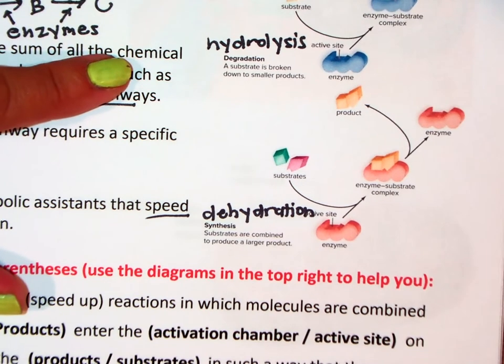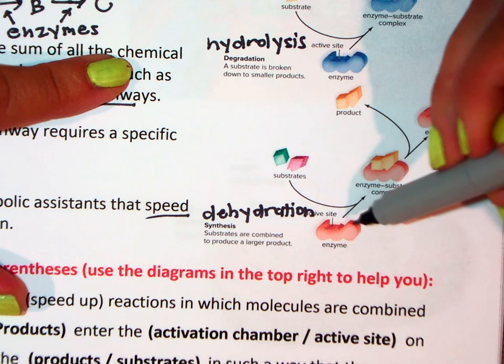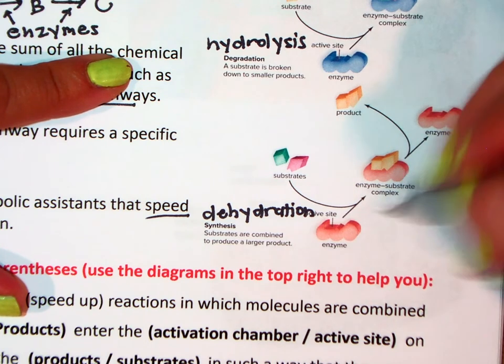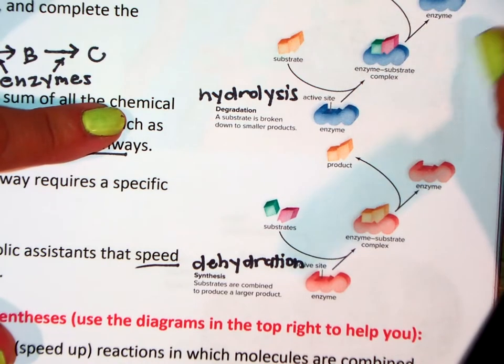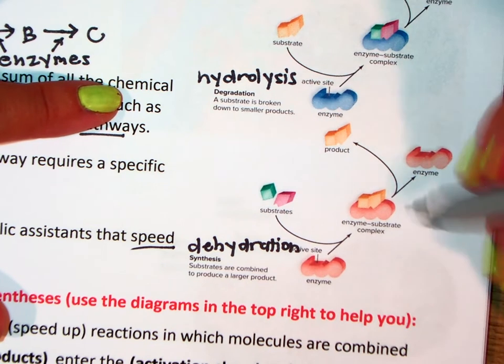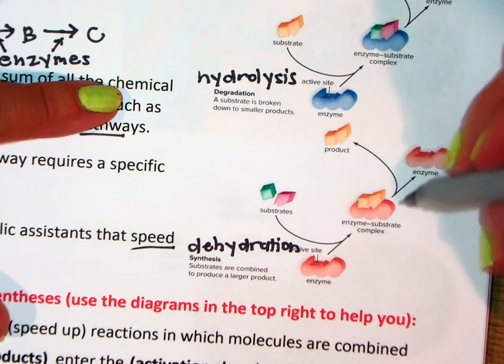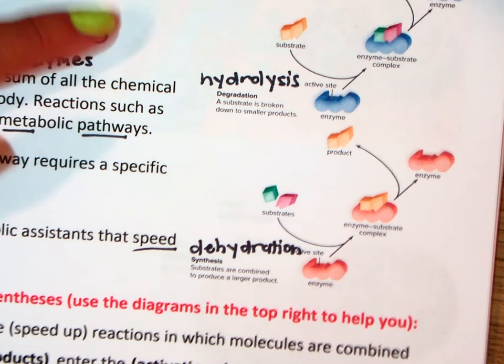Dehydration, again, is the building. So now if we take two substrates, they just fit perfectly together in the enzyme's active site. And the enzyme-substrate complex is what we call them when they're together here. And they will bind those two together. And now you have the product. And again, that enzyme can carry on its way to do what it needs to do, again and again.